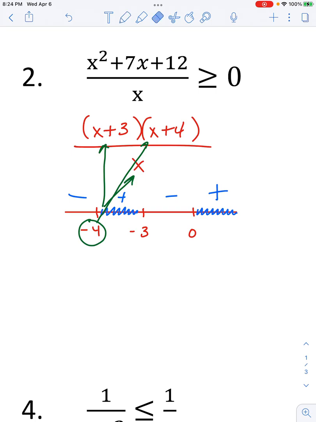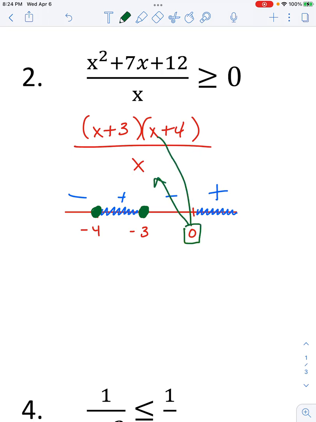We can have -4 be one of the solutions, and we would shade in -4. Same idea with -3, we would shade that in. 0, on the other hand, was not an x-intercept. If I plug 0 into this inequality, I would not get 0. I would get something divided by 0, which is not 0, it is undefined.